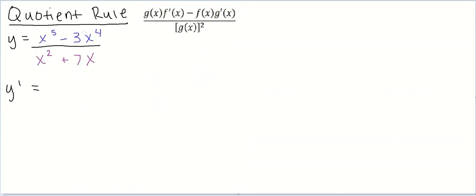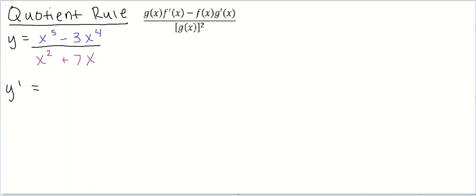So here we have another function y, and that is equal to x to the 5th minus 3x to the 4th, all divided by x squared plus 7x. And we want to find the derivative of this function. So we want to find y prime. So again, we're going to be using quotient rule because we have two functions being divided by each other. We have this top piece that I've written in blue, and then this bottom piece that I've written in purple. So again, we just want to go through the motions and apply this same formula.